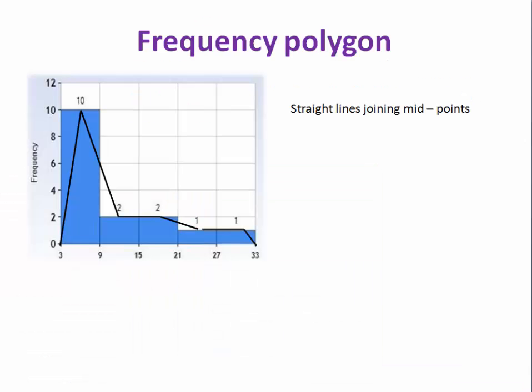Sometimes you can be asked to draw a frequency polygon. So for a frequency polygon, we take from our frequency histogram the midpoints of our various ranges. So plot the midpoints and join them with straight lines, and that gives us our frequency polygon.